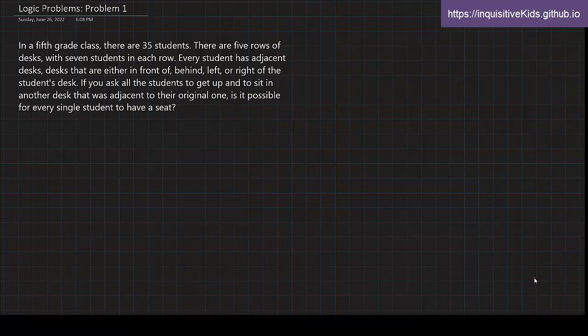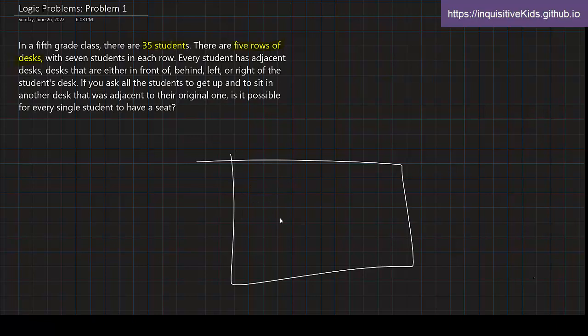Problem 1. In a 5th grade class, there are 35 students. There are 5 rows of desks with 7 students in each row. So that makes sense. We know that if this is the entire classroom, there are 35 students here, and there's 7 students in each row. There's 5 here and 7 here.